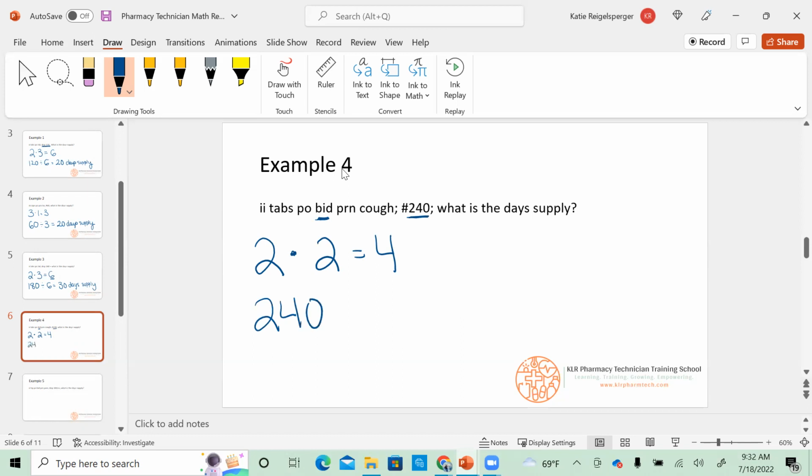We're going to divide that number by the total number the patient takes per day, which is 4. 240 divided by 4 is what? If you got 60 days, you are correct. This is a 60-day supply.